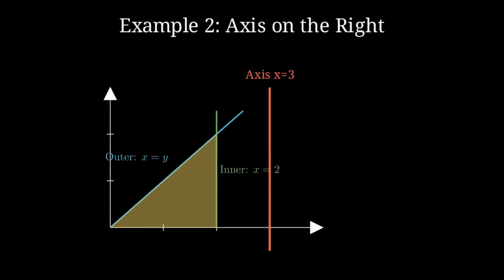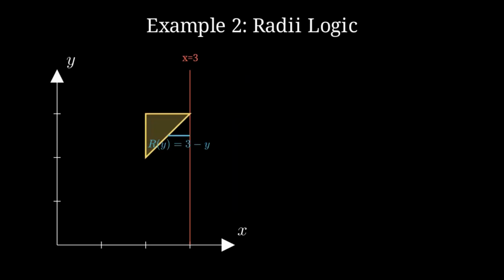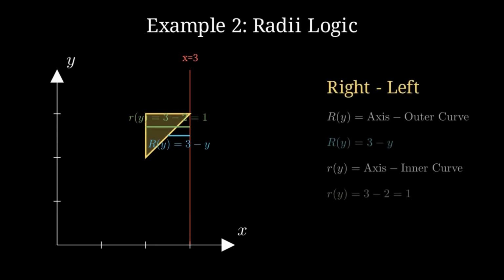This changes the order of our subtraction for the radii. Because the axis is at x equals 3, we calculate distance as 3 minus the function. The outer radius reaches all the way to the slanted line x equals y, so R of y is 3 minus y. The inner radius is the distance to the constant line x equals 2, so r of y is 3 minus 2, which is simply 1.